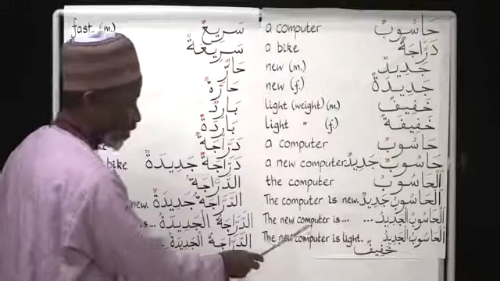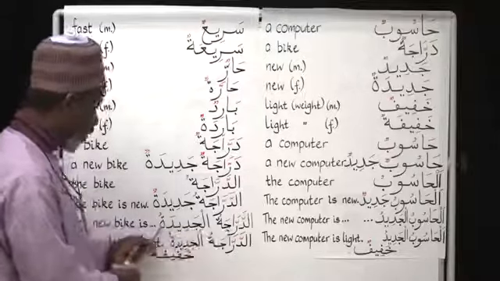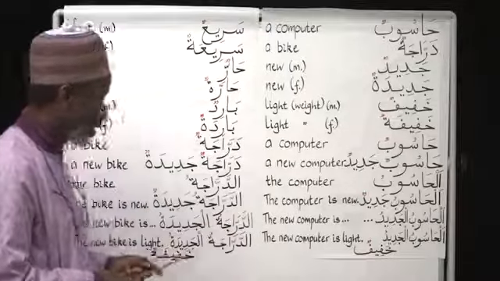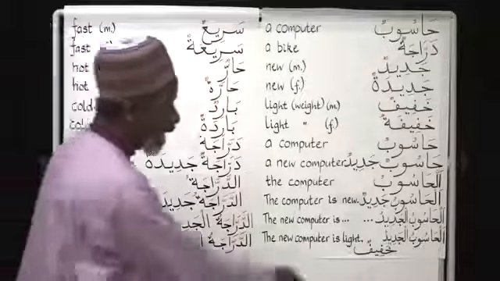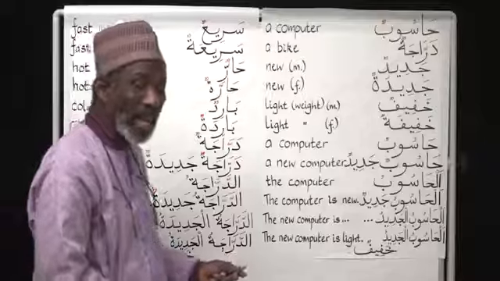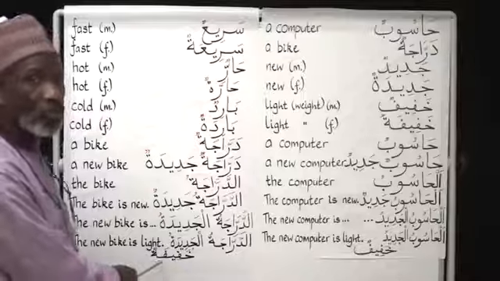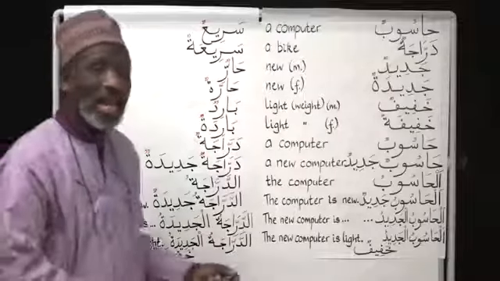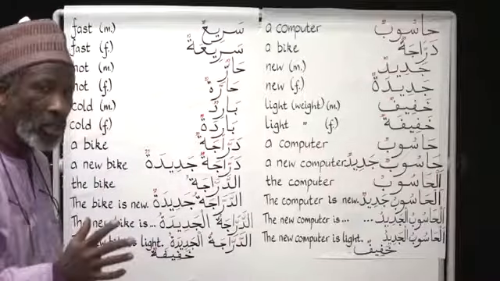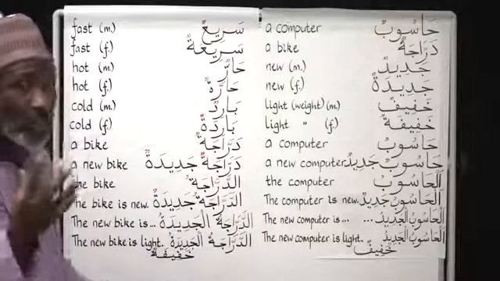Al-hasubul jadidu, the new computer is, and the equivalent ad-darajatul jadidatu, the new bike is. We have to complete that sentence by saying al-hasubul jadidu khafifun, the new computer is light. And ad-darajatul jadidatu khafifatun, the new bike is light. That is the structure you need to really try hard to listen to, watching it over and over again to get the principle.